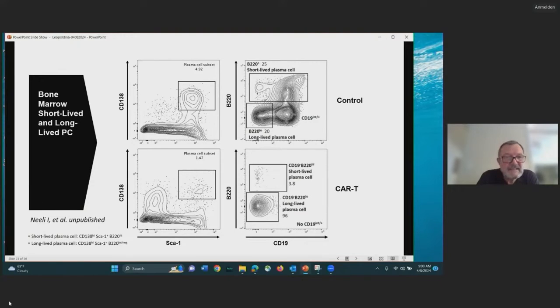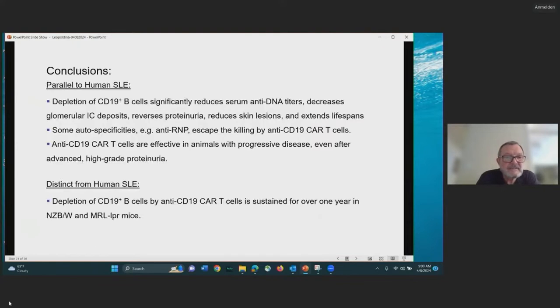By the way, the same result can also be seen in the splenic B cells, which also, the spleen also houses some of the plasma cells in a mouse. So conclusions that parallel human SLE is that depletion of CD19 B cells reduced autoantibody levels, improved presentation of disease in the kidneys, in the skin, as well as affecting the lifespans. And of course, in humans, we would hope that they extend lifespans, but health in general seems to be quite excellent in the patients that were treated so far. We also seem to agree between mice and humans that some antibodies, for example, anti-RNP, may escape killing by the anti-CD19 CAR T cells.